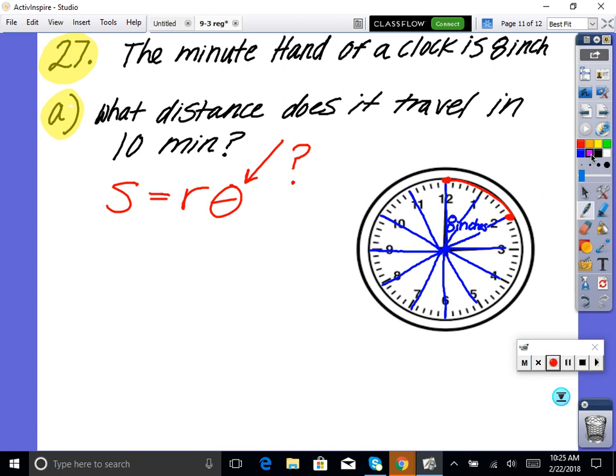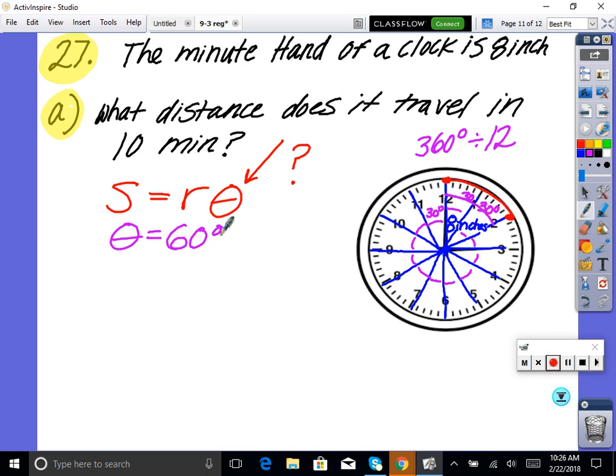Okay, just for my video, we have now figured out that we did 360 and we divided it by 12 sections, and so each section is 30 degrees. So it says, how much does it travel in 10 minutes? So 10 minutes would be that amount of distance, which would be 30 degrees plus 30 degrees. So our theta in this one is 60 degrees.